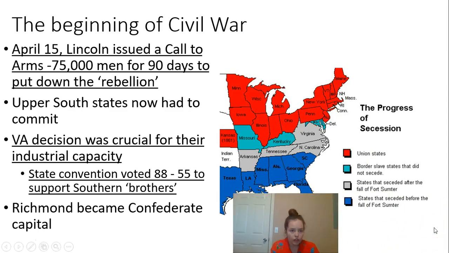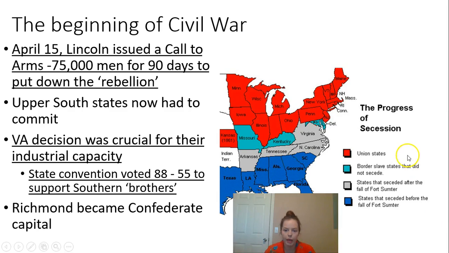All right, so continuing on, looking into the beginning of the Civil War. A couple days later, on April 15th, Lincoln issues a call to arms for 75,000 men to help put down the rebellion for 90 days as a result of the attack on Fort Sumter. The Upper South now had a choice in committing to one side or the other, and Virginia's decision in particular was going to be crucial because of their industrial capacity. Ultimately, a state convention voted 88 to 55 to support their Southern brethren, and so Virginia secedes after the attack on Fort Sumter, and Richmond becomes the Confederate capital.